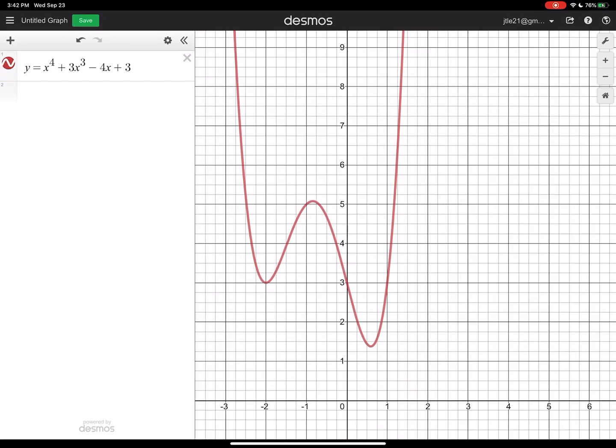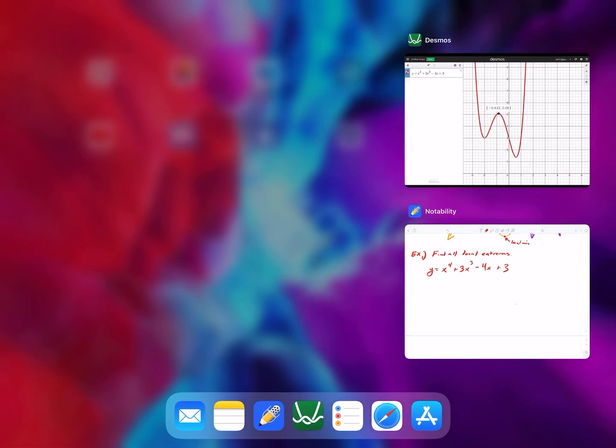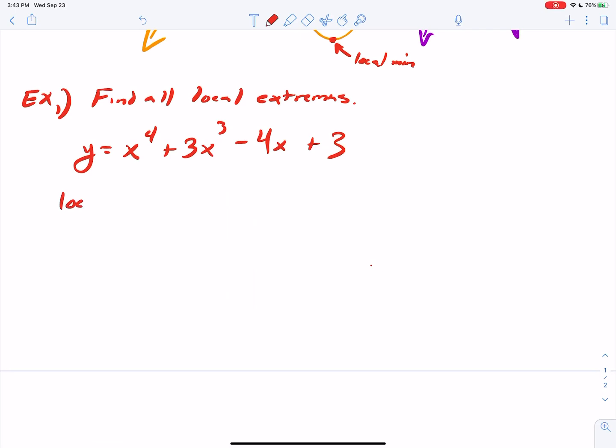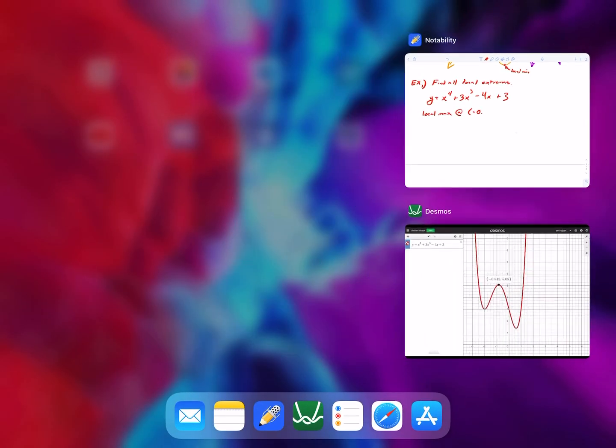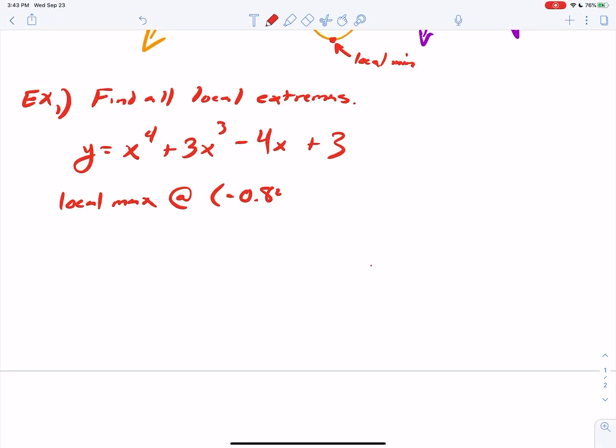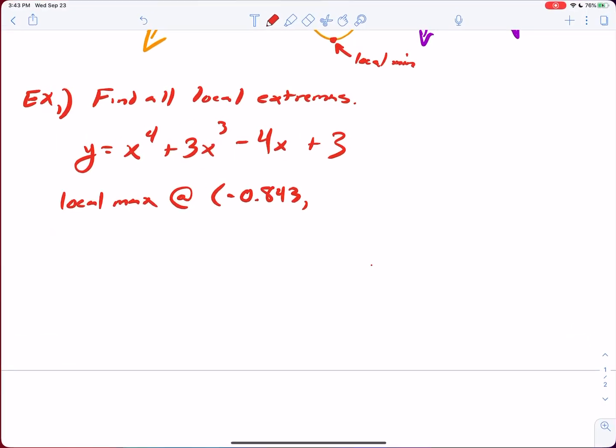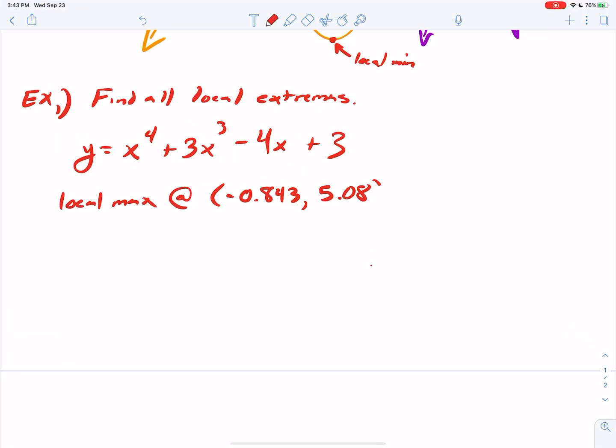So what we're going to do is state that there is a local maximum at negative 0.843, comma 5.08. Okay, so again, there's going to be a local max at negative 0.843, comma 5.08. Okay. Now let's go back to our picture.